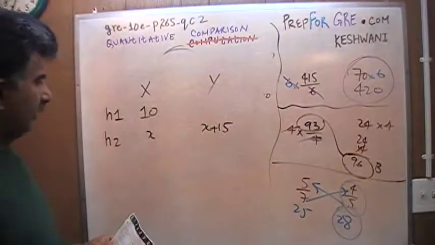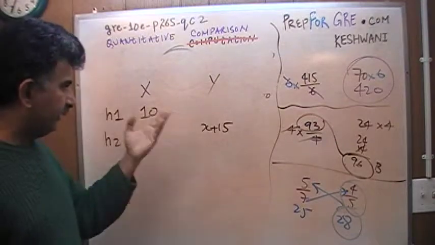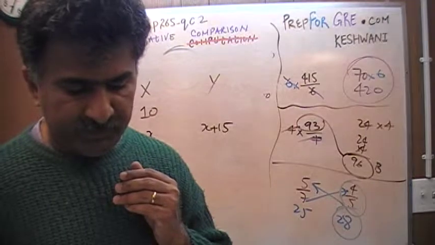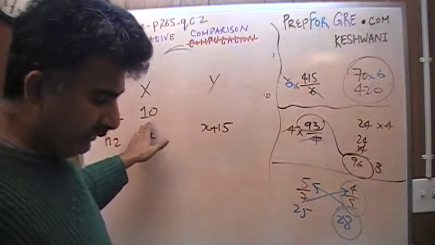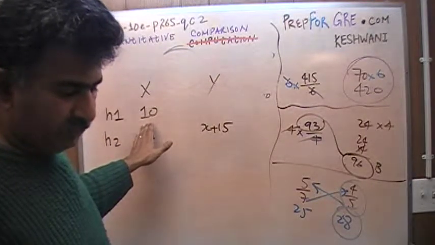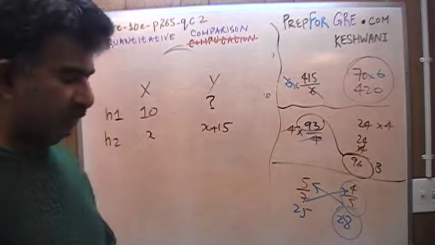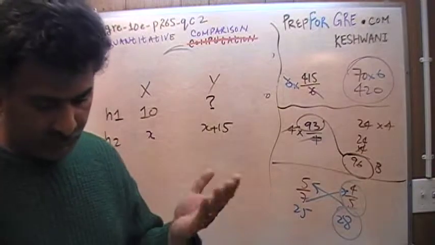Again, we do not know what either of the teams scored in the second half, but the important part is they want you to compare the number of points scored by team X in the first half, which we know was 10, versus the number of points scored by team Y in the first half, which we know nothing about. So the answer is D.